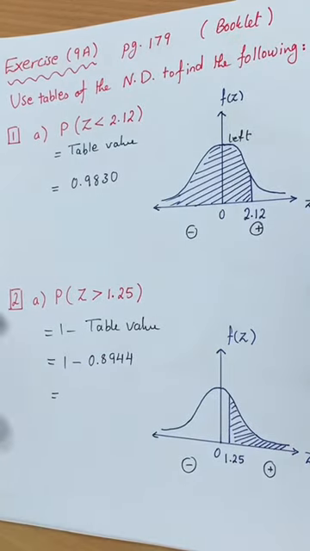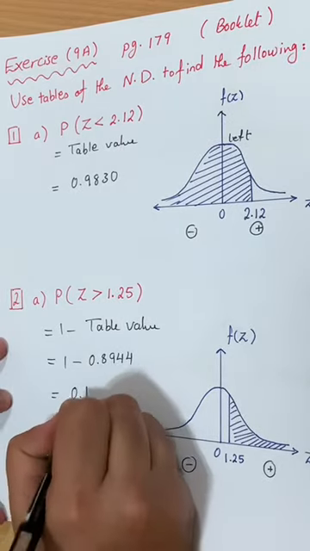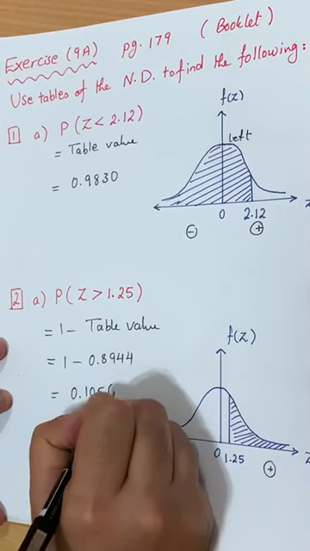0.8944. Then you can use the calculator to find the answer. 1 minus 0.8944 is equal to 0.1056.